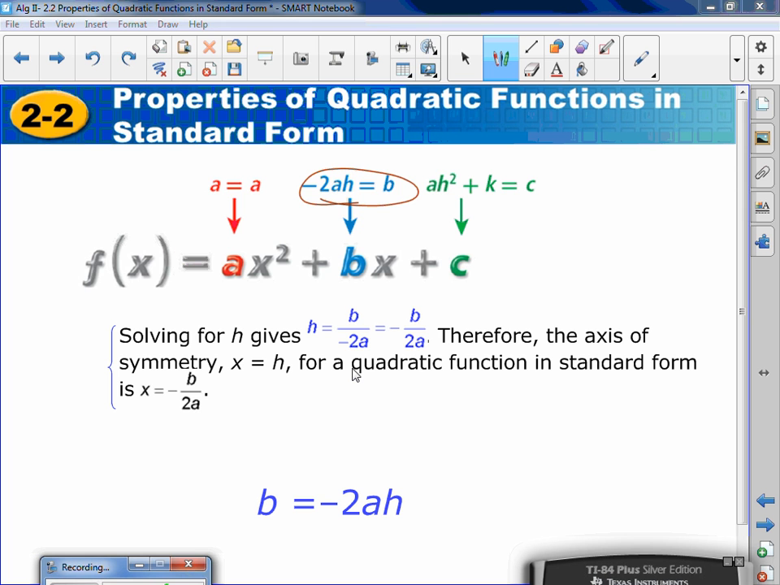So we know the AOS, the axis of symmetry, is going to be x equals negative b over 2a. The AOS, if you're given standard form, is negative b over 2a.